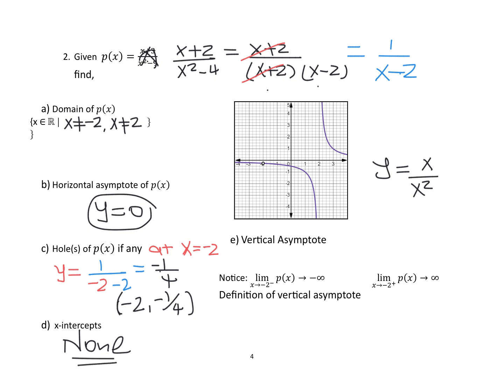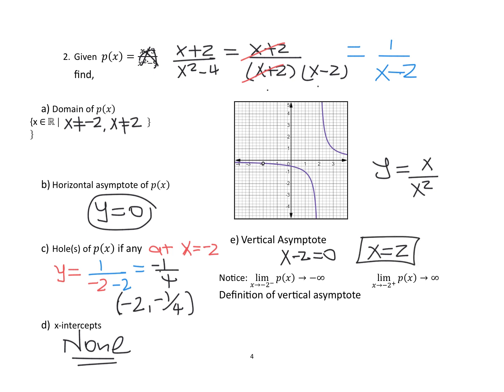Now the vertical asymptote, how do I do that? I need to go to the denominator, whatever is left, make it equal to 0 and solve. So this is going to be x minus 2 equal to 0, so x is equal to 2.